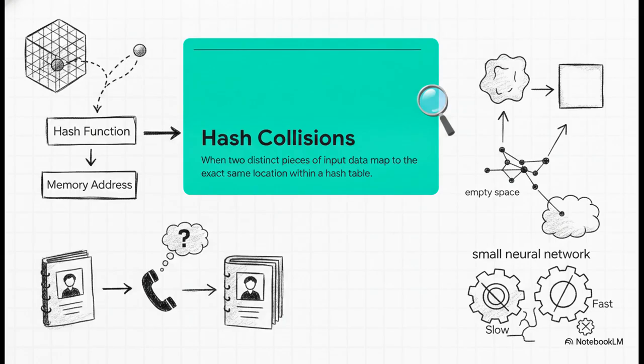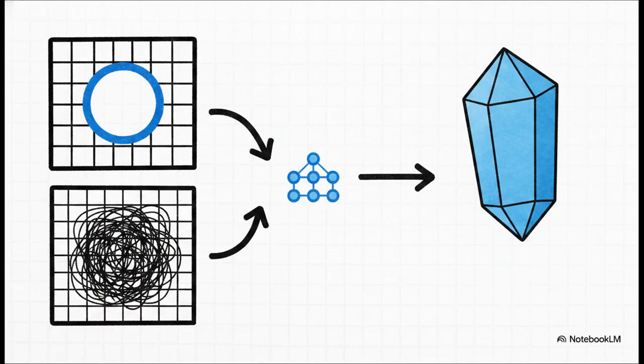Traditional computer science uses complex conflict resolution algorithms like chaining or linear probing to handle this. But those algorithms are slow. They require branching logic, and GPUs absolutely hate branching logic. So how did the authors fix this without slowing down the pipeline? This is where it gets really clever.